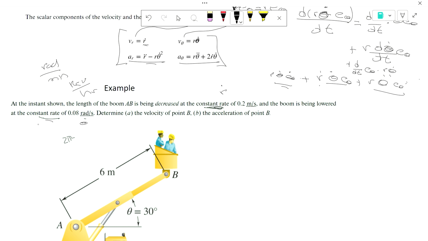Okay, because a whole revolution is 2 pi radians. But if they give you radians per minute, then you have to take it to radians per second. If they give you revolutions per minute, revolutions per hour, revolutions per second, take revolutions to radians per second. In short, always take your theta dot to radians per second, and your theta has to be in radians as well. So what is the velocity at point B, and what is the acceleration of point B?